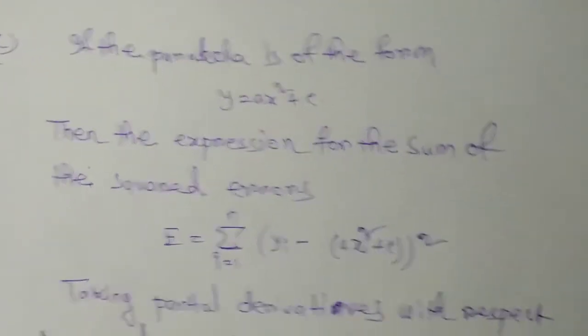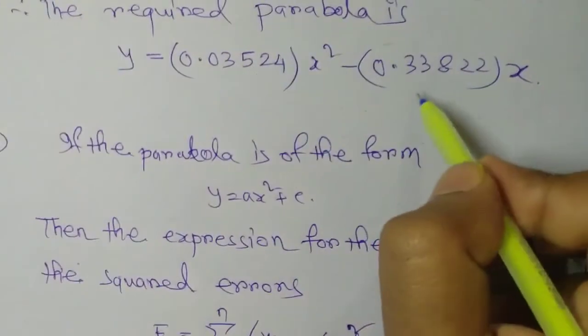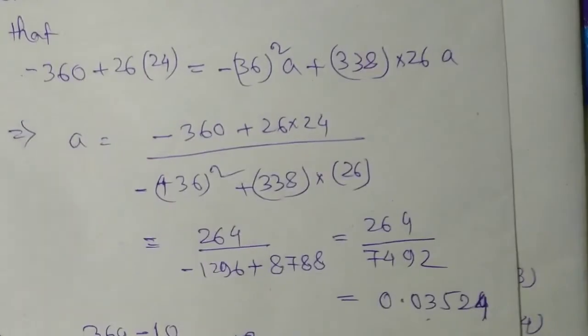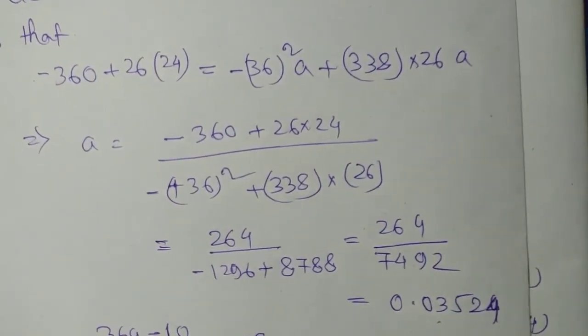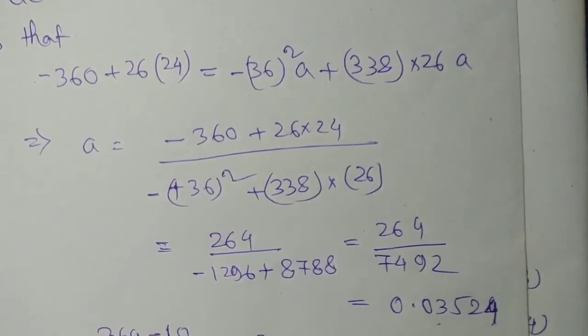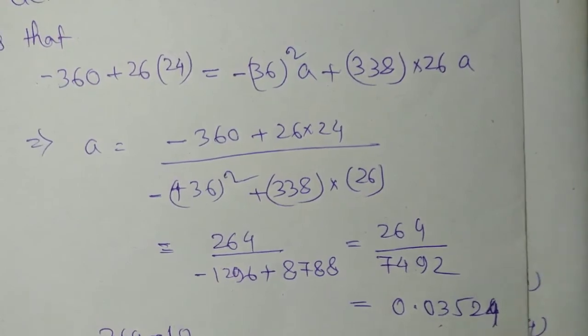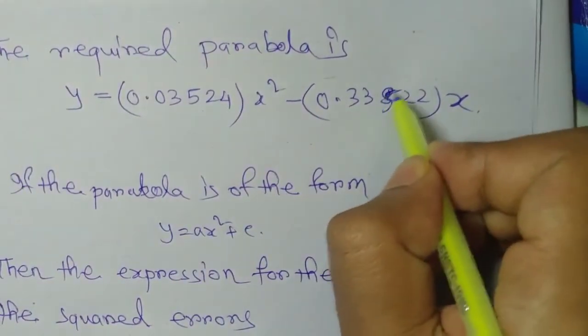So by putting we will obtain, here the calculation for b is something wrong, this will be minus 0.33582, something like this.